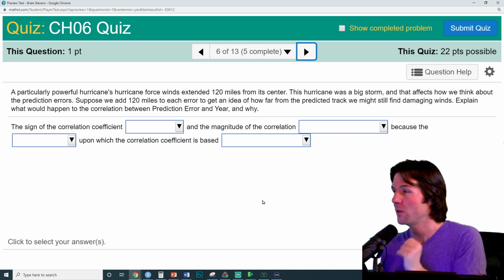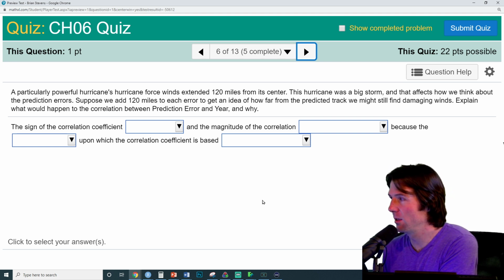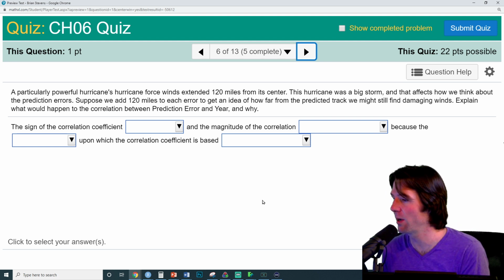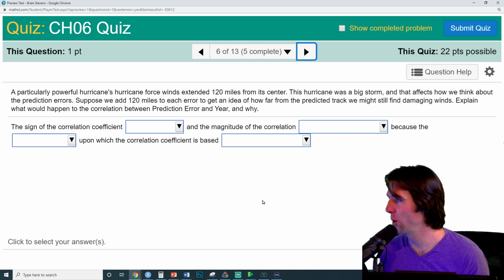Great question. So a particularly powerful hurricane, hurricane force winds extended 120 miles from its center. The hurricane was a big storm. And that affects how we think about the prediction errors. Suppose we add 120 miles after each error to get an idea of how far from the predicted track we might find the damaging winds. Explain what would happen to the correlation.